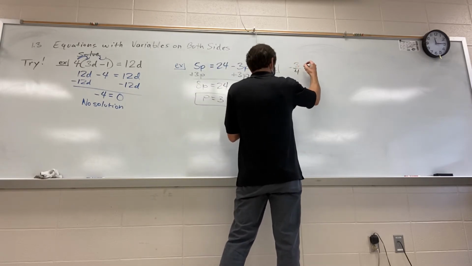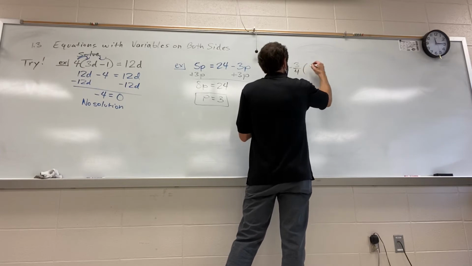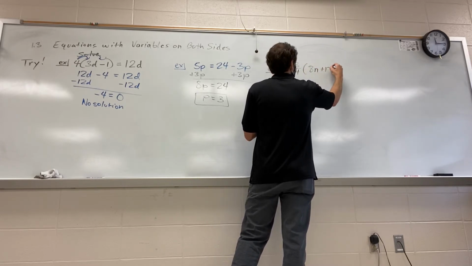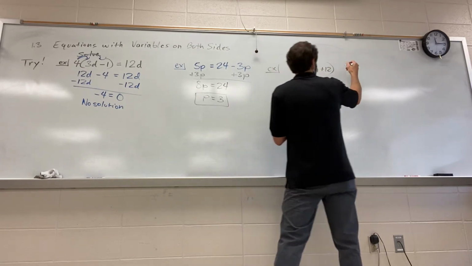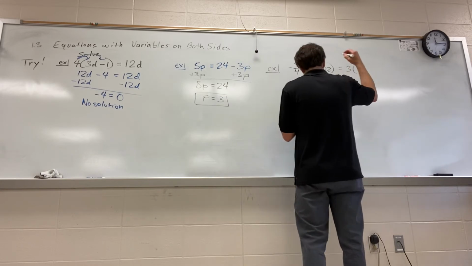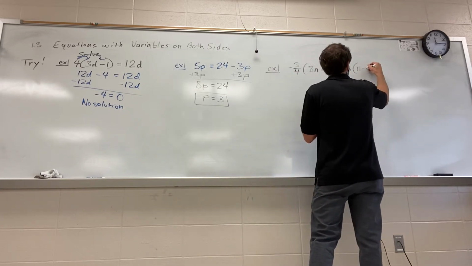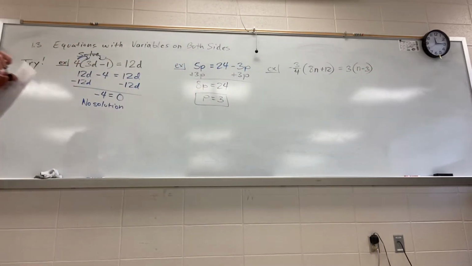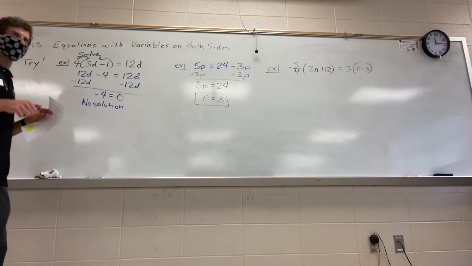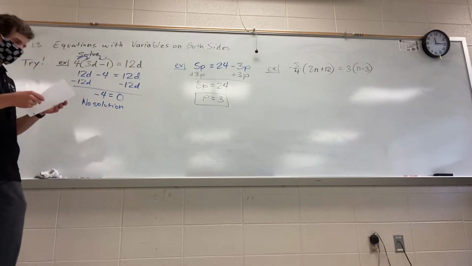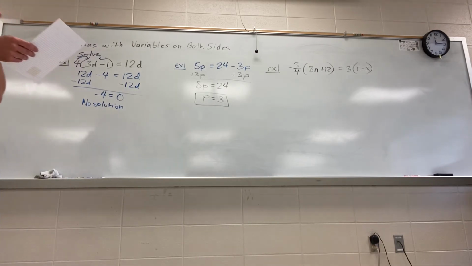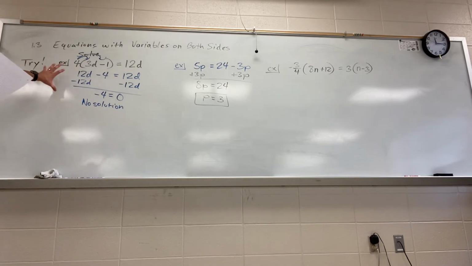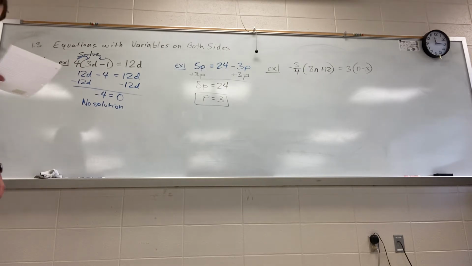Negative 3/4 times 8n plus 12 is equal to 3, parentheses, n minus 3. Okay, so we got a little more going on, don't we? Yes, sir. How many examples are we now? Let's see. Looks like 4, 5 counting this one. The last one's a word problem, so it may take up a little more space.